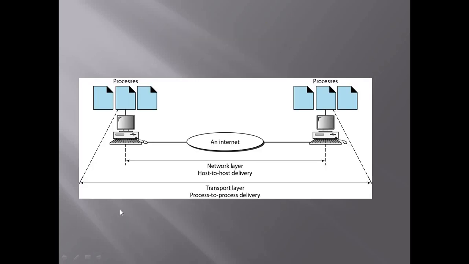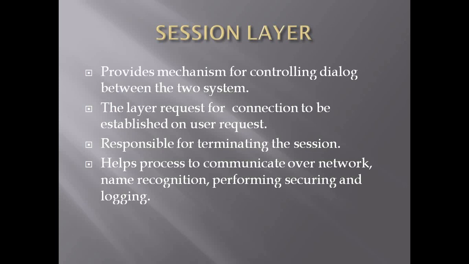So, this is what I am trying to show here. The network layer is involved in host-to-host delivery, and the transport layer is involved in process-to-process delivery between the two systems. What happens if two devices want to communicate with each other? A session has to be established, and to ensure that the data is secure, we need to establish a session. The user is authenticated through logging facilities and name recognition. Once the session expires, it is automatically terminated.